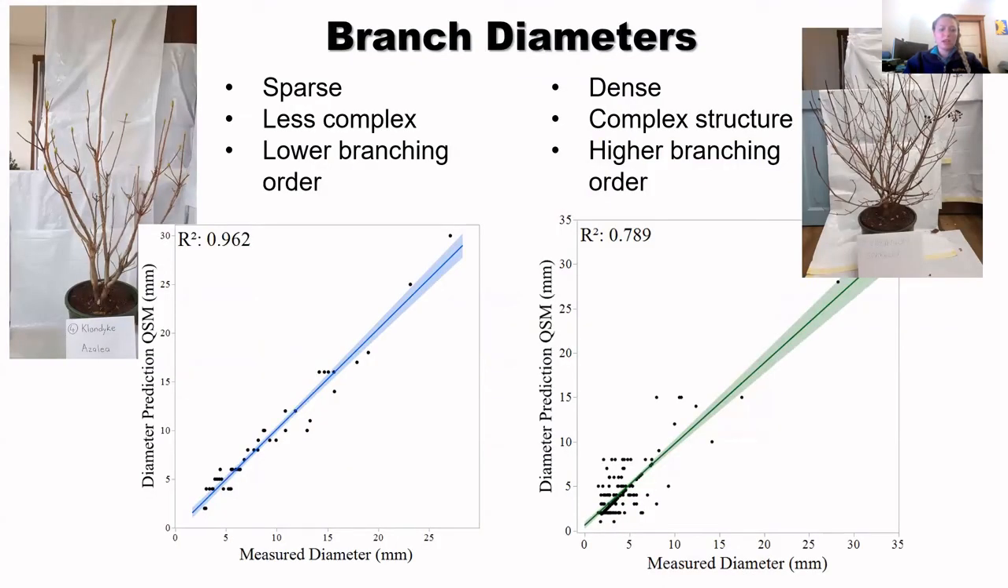With less architecturally complex shrubs, shown here on the left with sparse vegetation and lower branching orders, we can see that diameters are predicted rather well using the QSM and having a high R-squared of 0.96. However, regression results do tend to be lower for denser shrubs with more complex structures, as seen here for this viburnum shrub on the right-hand side.